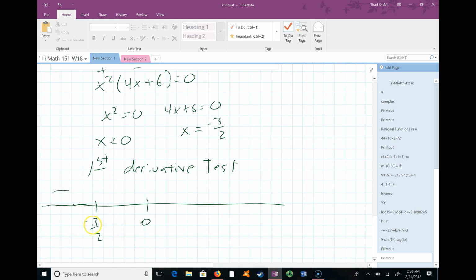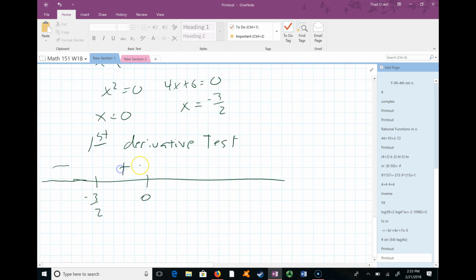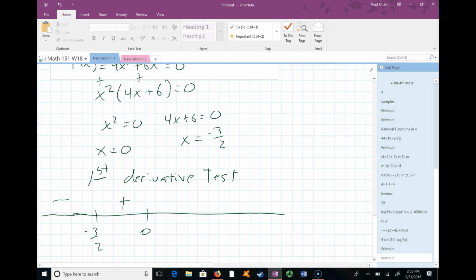Let's plug in something between negative 3/2 and 0, like negative 1. If I plug negative 1 in there, I get positive. Plug a negative 1 in there, I get positive again. So that would be positive. And finally, if I plug in something over here, and you can, again, pick anything to the right of 0, so you could pick like 100 to make it clear.